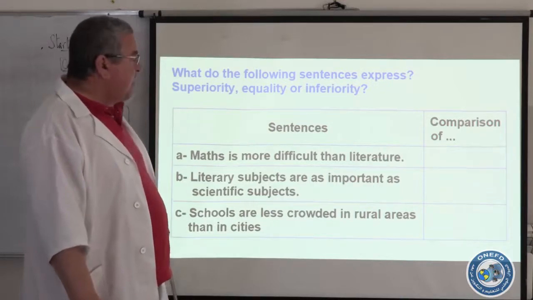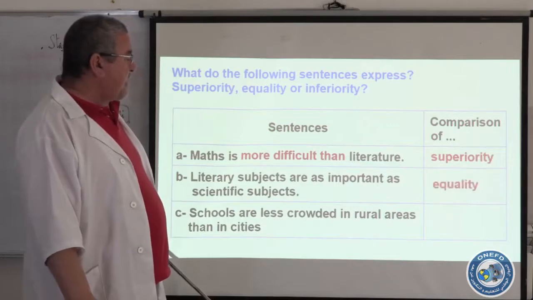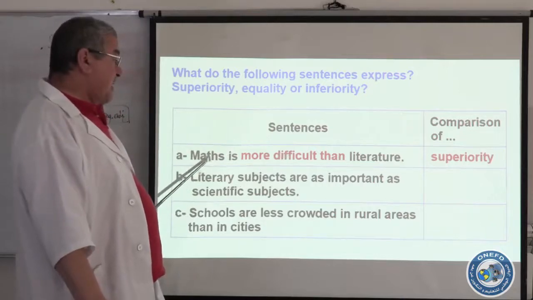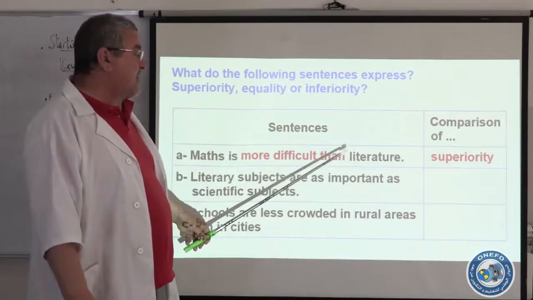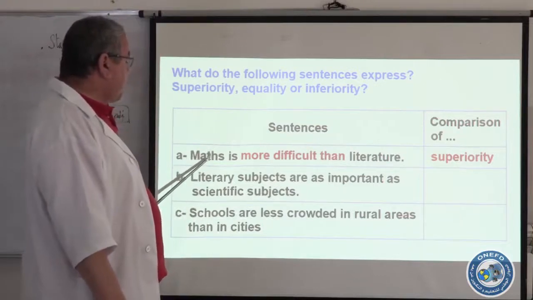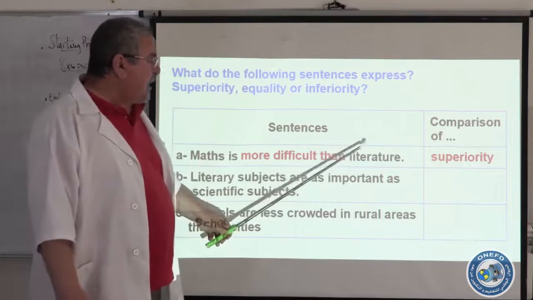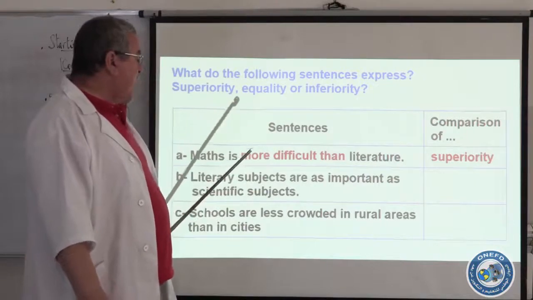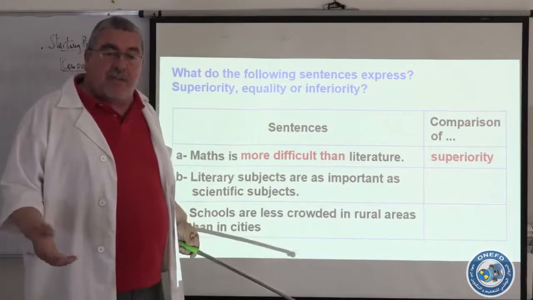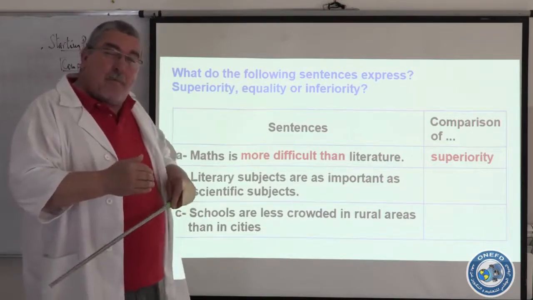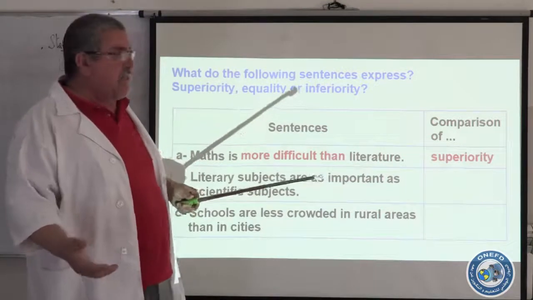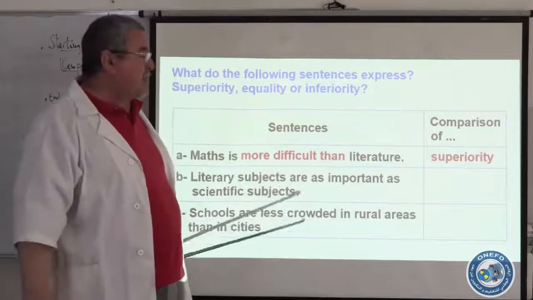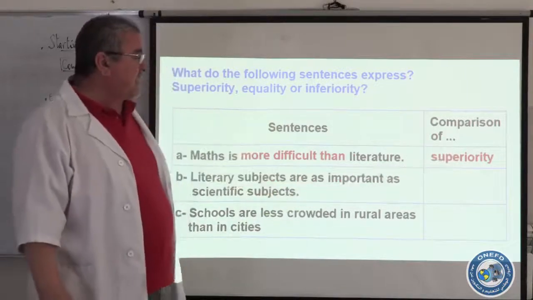So, sentence A, what is expressed in sentence A? You see, it's superiority. Maths is more difficult than literature. So, these are two elements, element A and element B. We are comparing maths and literature. Now, both subjects are difficult, but one of them is more difficult than the other. This is why we say maths is more difficult than literature. We are expressing superiority here.